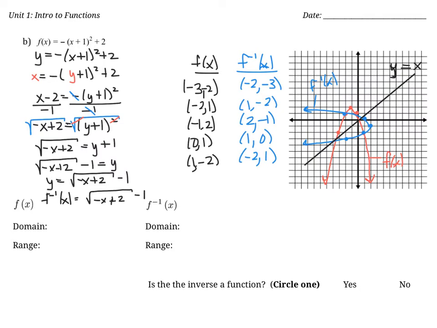So let's figure out if our equation actually matches our graph. We have here a square root function that's been shifted down 1.